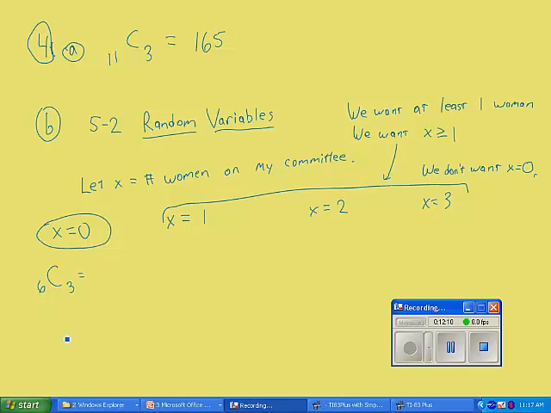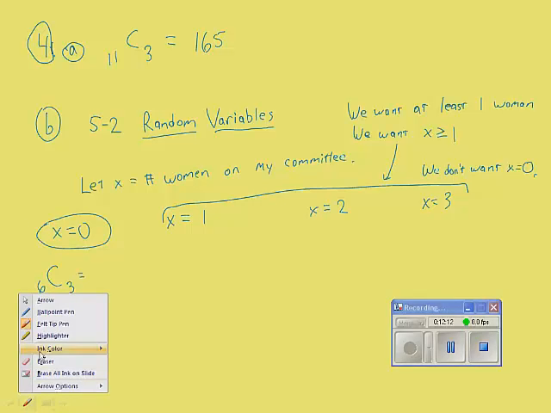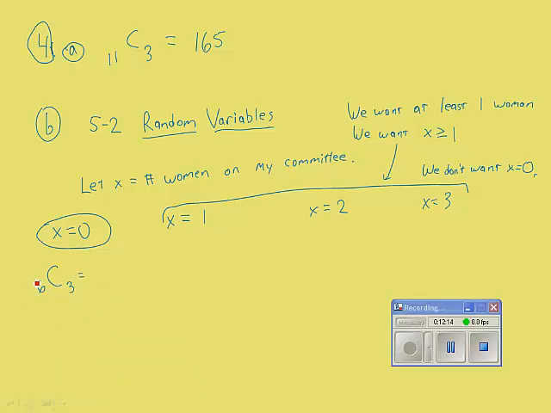It's the complement, right? So let me write it in red so you can see what I'm saying. Getting 0 women means choosing what? 3 men. Does that make sense? Who follows that? This is not easy. You had to be clever to think of this, and you had to think about the at least thing we studied last time.